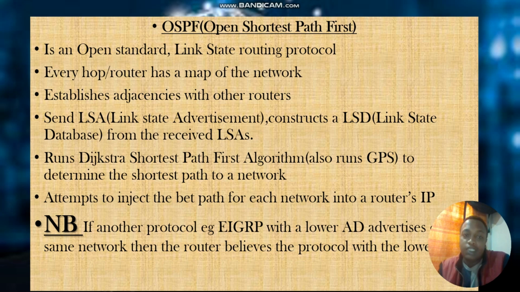What OSPF does is that it establishes adjacencies with the other routers, and we're going to define adjacencies later in the video. What I basically mean by adjacencies is that I have information about the next router that I'm supposed to go to. I have that information in my database. So if I want to go to a certain network, I'll just refer to my database and forward traffic through the best route, or the open shortest path first.